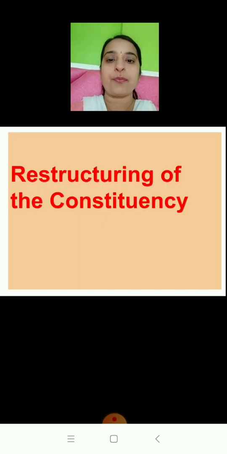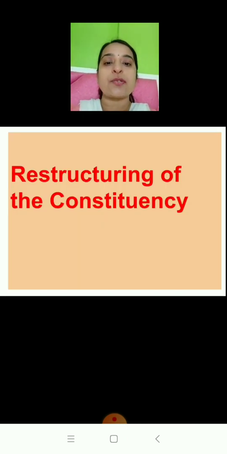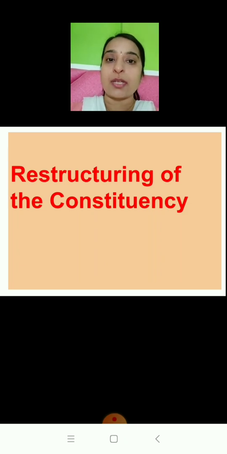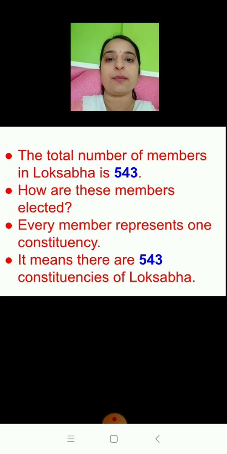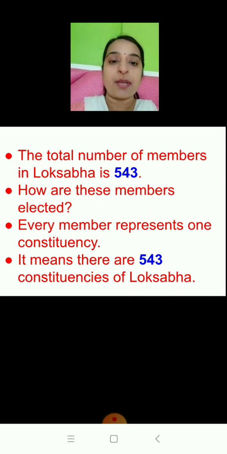Now let us learn about restructuring of constituency. You understood what a constituency is: the country is divided as per the area and as per the population. Now children, the total number of members in Lok Sabha is 543. How are these members elected? Every member represents one constituency. I told you the country is divided as per the area.